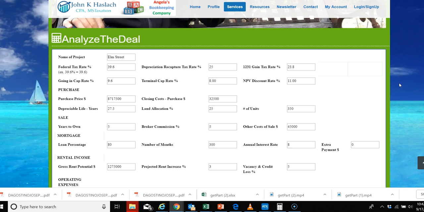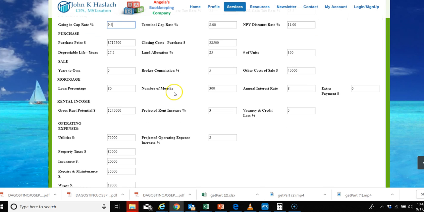Now, in this example, the name of the project is Elm Street. Federal tax rate 39.6%. Going in cap rate is 9.6. Purchase price is $8.7 million. Since it's residential property, it's depreciable over 27.5 years.